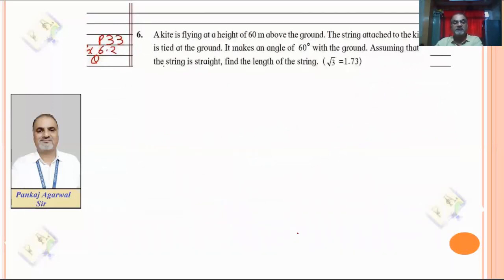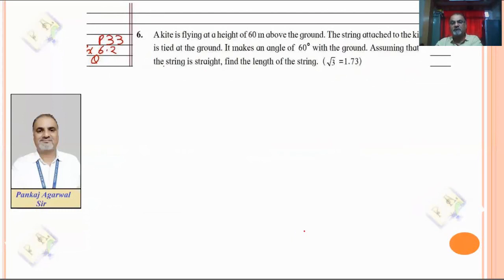Next question, P33. A kite is flying at a height of 60 meters above the ground. The string attached to the kite is tied at the ground. It makes an angle of 60 degrees with the ground. Assuming that the string is straight, find the length of the string. In this question, square root of 3 is provided to us.